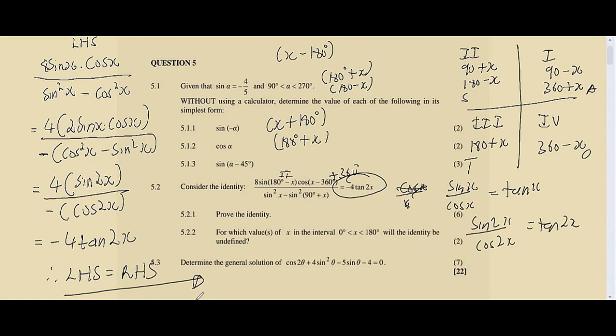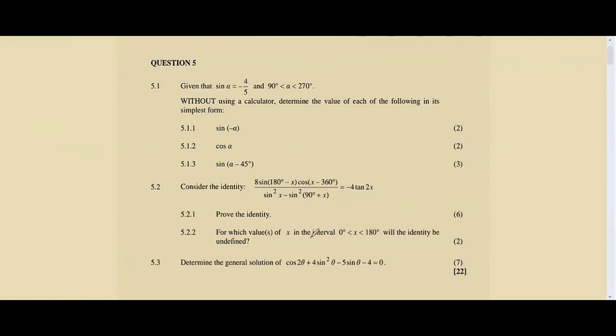So that's all you needed to do, guys. That's how you were supposed to tackle that question. Then let's move to 5.2.2. So it says, for which values of x in the interval, x is an element of 0 all the way to 180 degrees, will the identity be undefined?